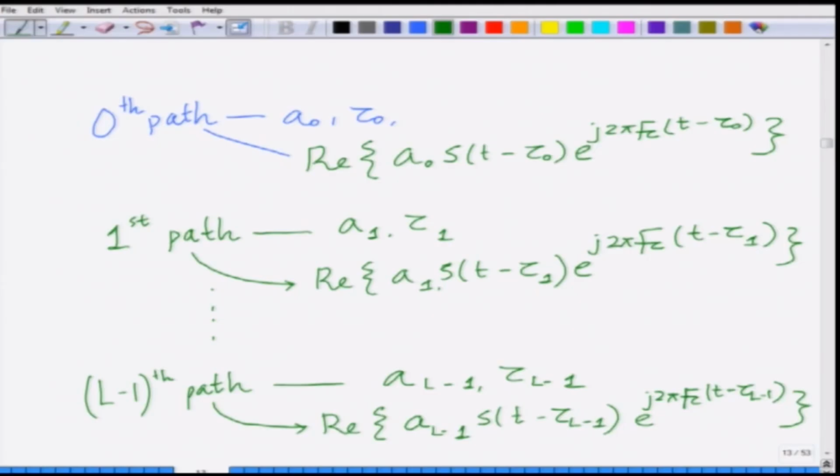So we will stop this module here, and we will carry on with this analysis, that is modeling the received signal at the wireless receiver, in the subsequent module.